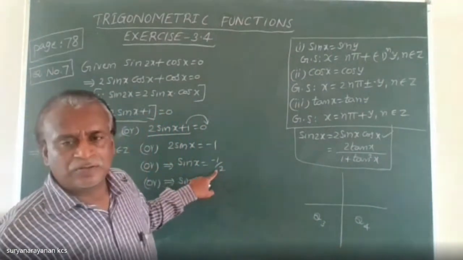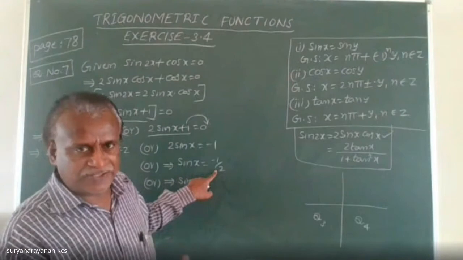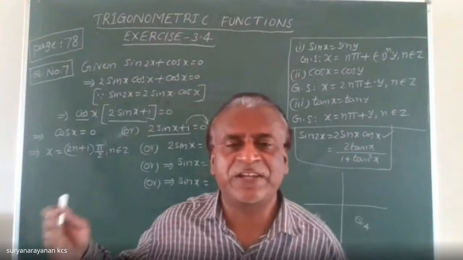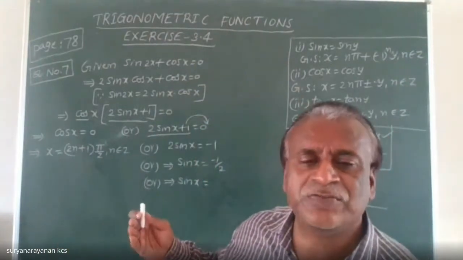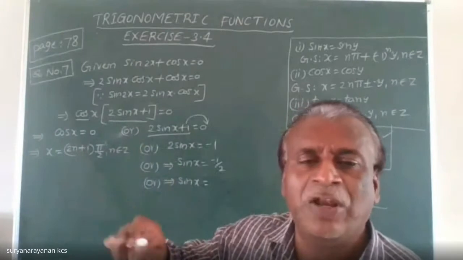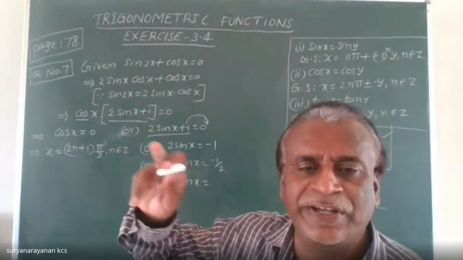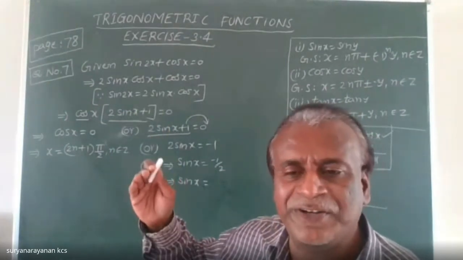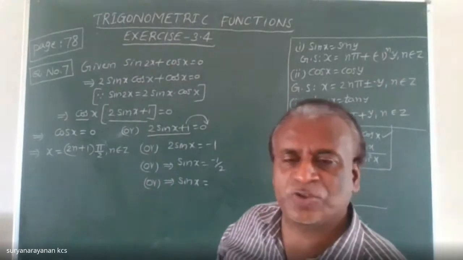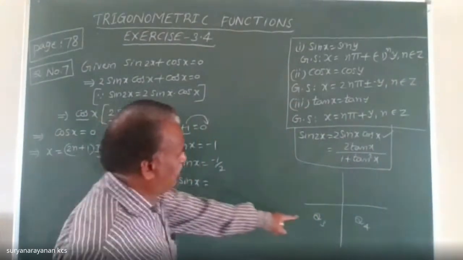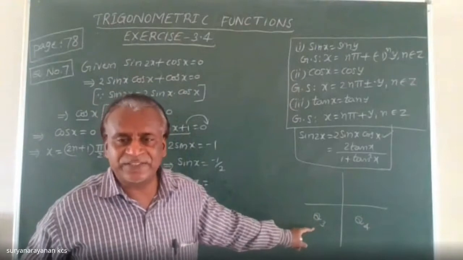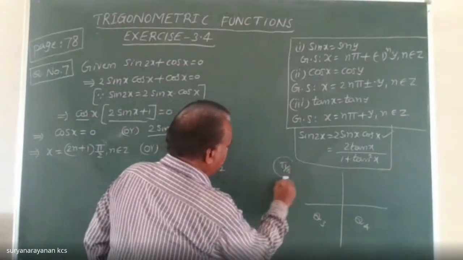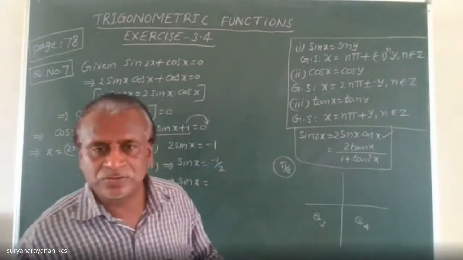So ignore minus 1 by 2. For which angle is sin x equal to 1 by 2? From the well-known familiar table, 0 degrees, 30 degrees, 45 degrees, 60 degrees, yes, pi by 6. The actual angle is pi by 6, but it lies in the third quadrant because it is negative.